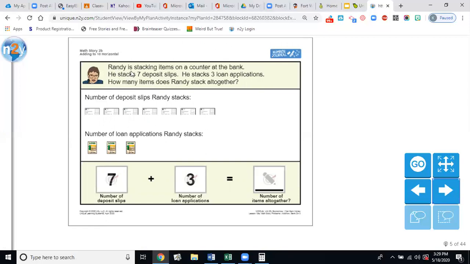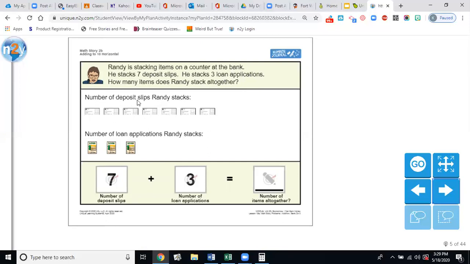Randy is stacking items on a counter at the bank. He stacks 7 deposit slips. He stacks 3 loan applications. How many items does Randy stack altogether?